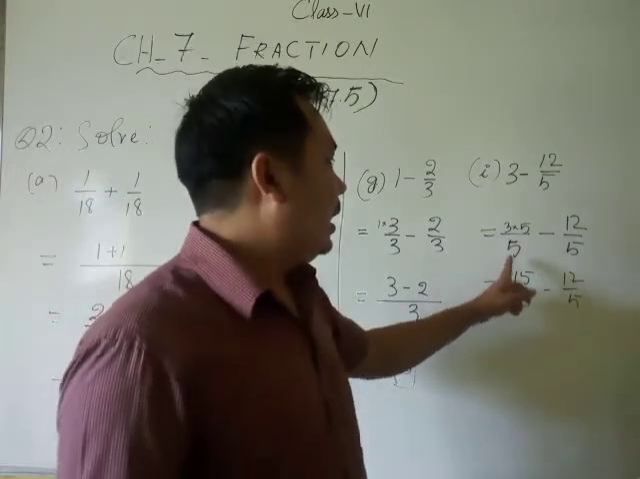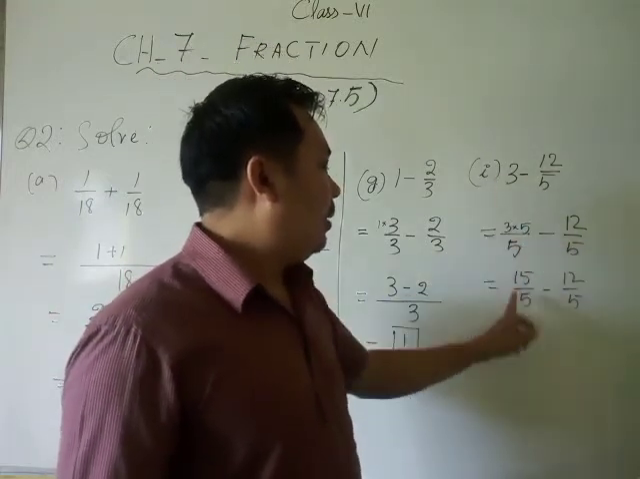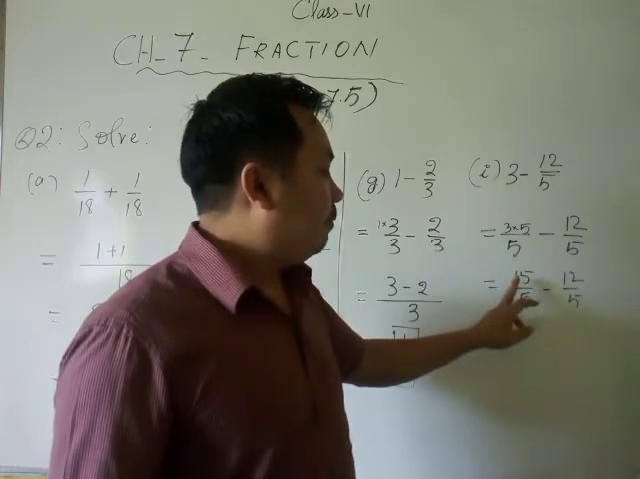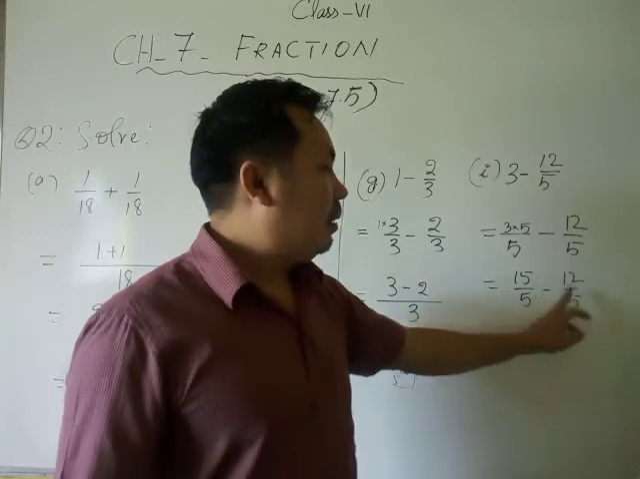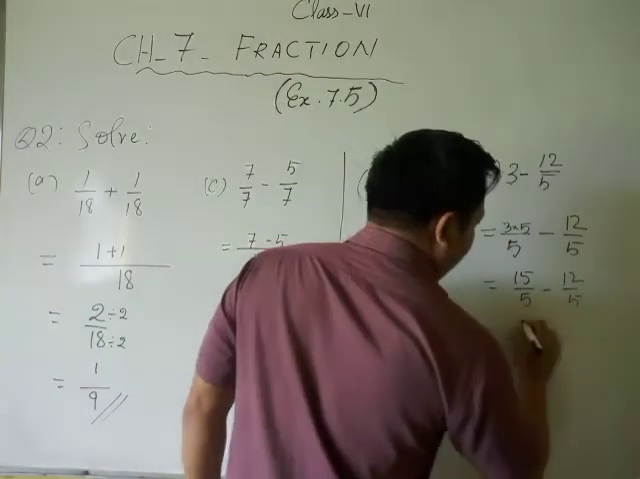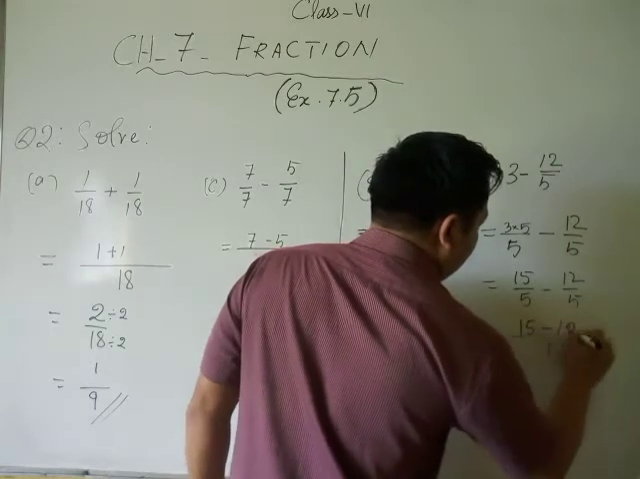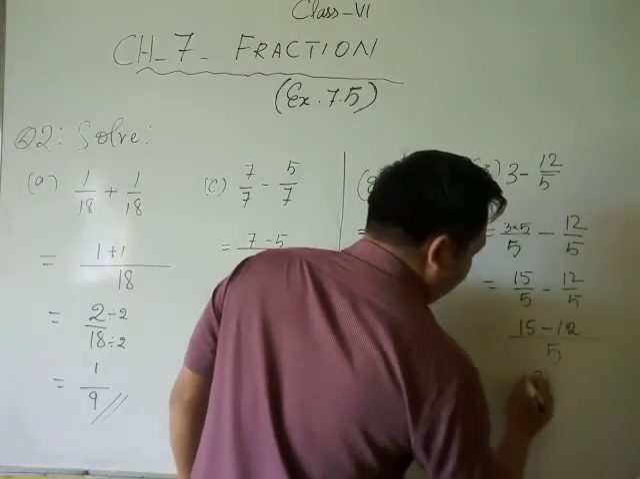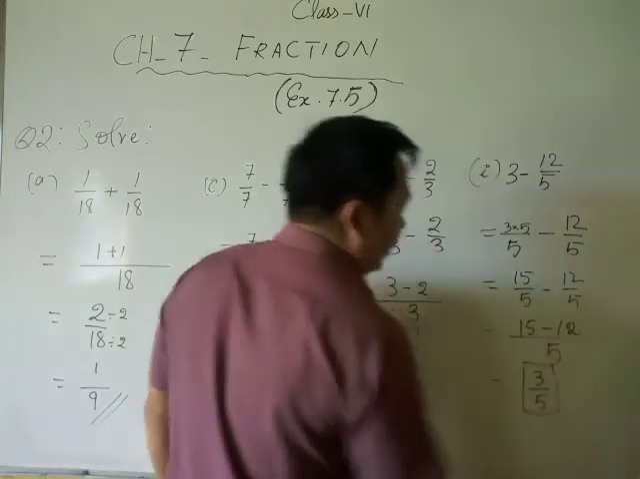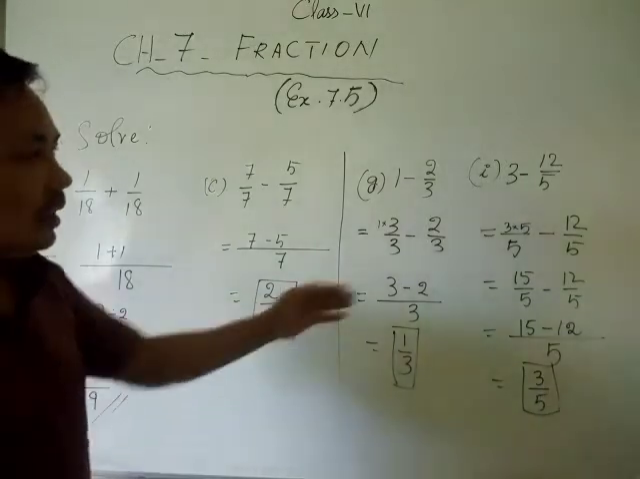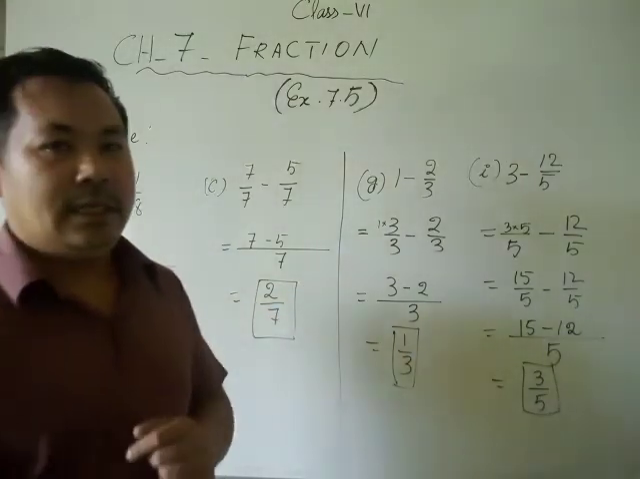So I take this number as the number having denominator 5 after converting it to 15 by 5. 15 by 5, 12 by 5. Then we have a common denominator 5. 15 minus 12, that is how much? 3 by 5. Now 3 by 5 is the answer to the given question. Okay, that's it. So like this you do the rest of the questions.